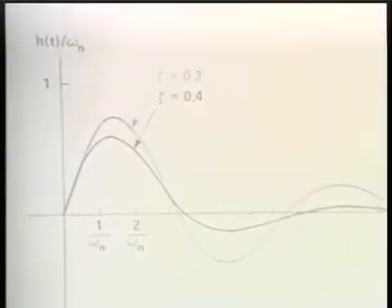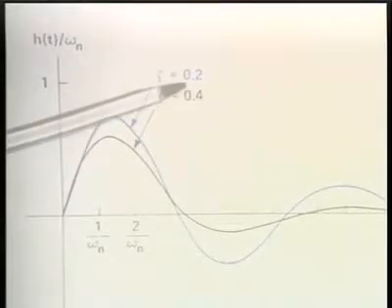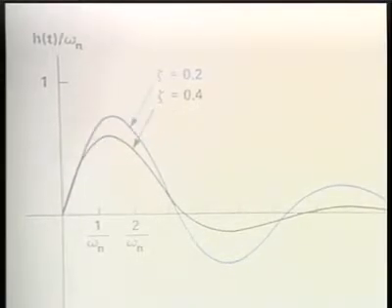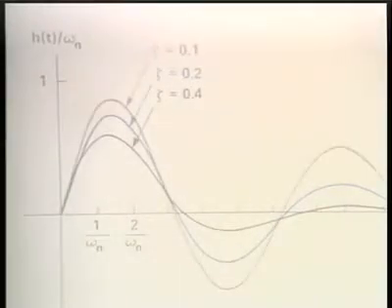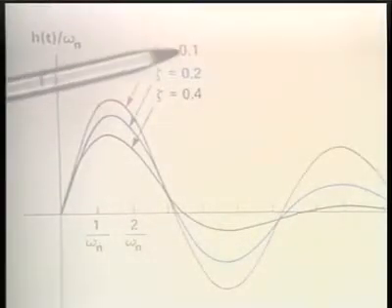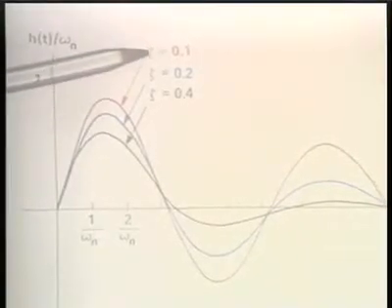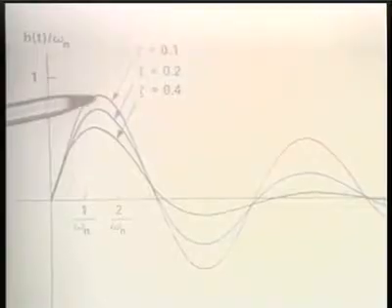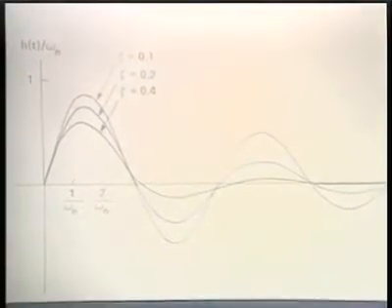Here is the second order system where zeta is now 0.2 instead of 0.4. And finally, the second order system where zeta is 0.1. And what we see as zeta gets smaller and smaller is that the oscillations are basically the same, but the exponential damping becomes less and less.